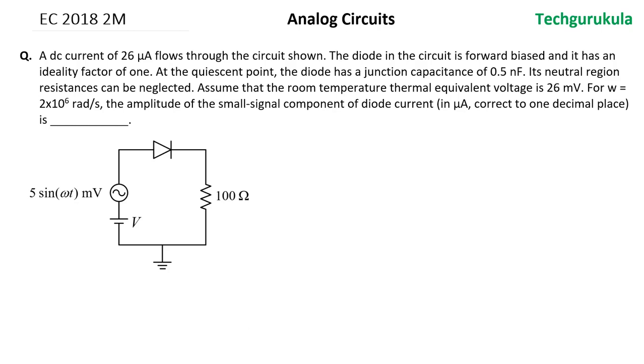This question came for 2 marks in EC GATE 2018. Let's see the question. A DC current of 26 microampere flows through the circuit shown. So IDC flowing is 26 microamperes. The diode in the circuit is forward biased and it has an ideality factor of 1, eta is equal to 1.